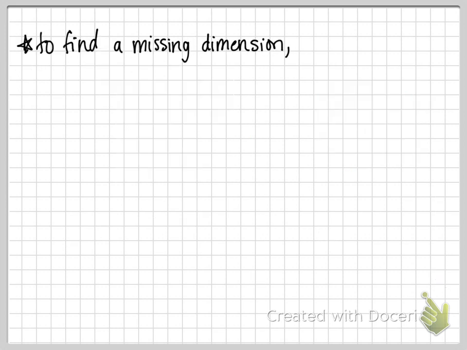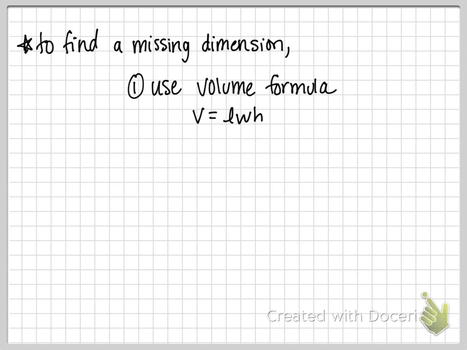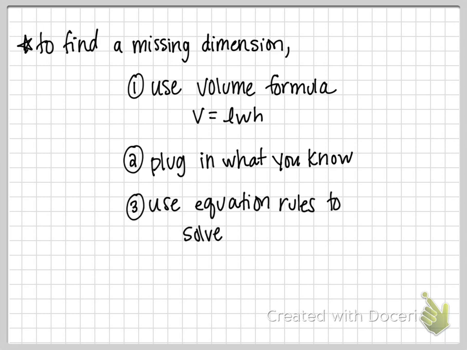To find a missing dimension, start with your formula. Volume equals length times width times height. Start with that. Then plug in the dimensions you know. So maybe you know the volume and the length and the width, and you have to solve for the height. So plug in the values that you know.